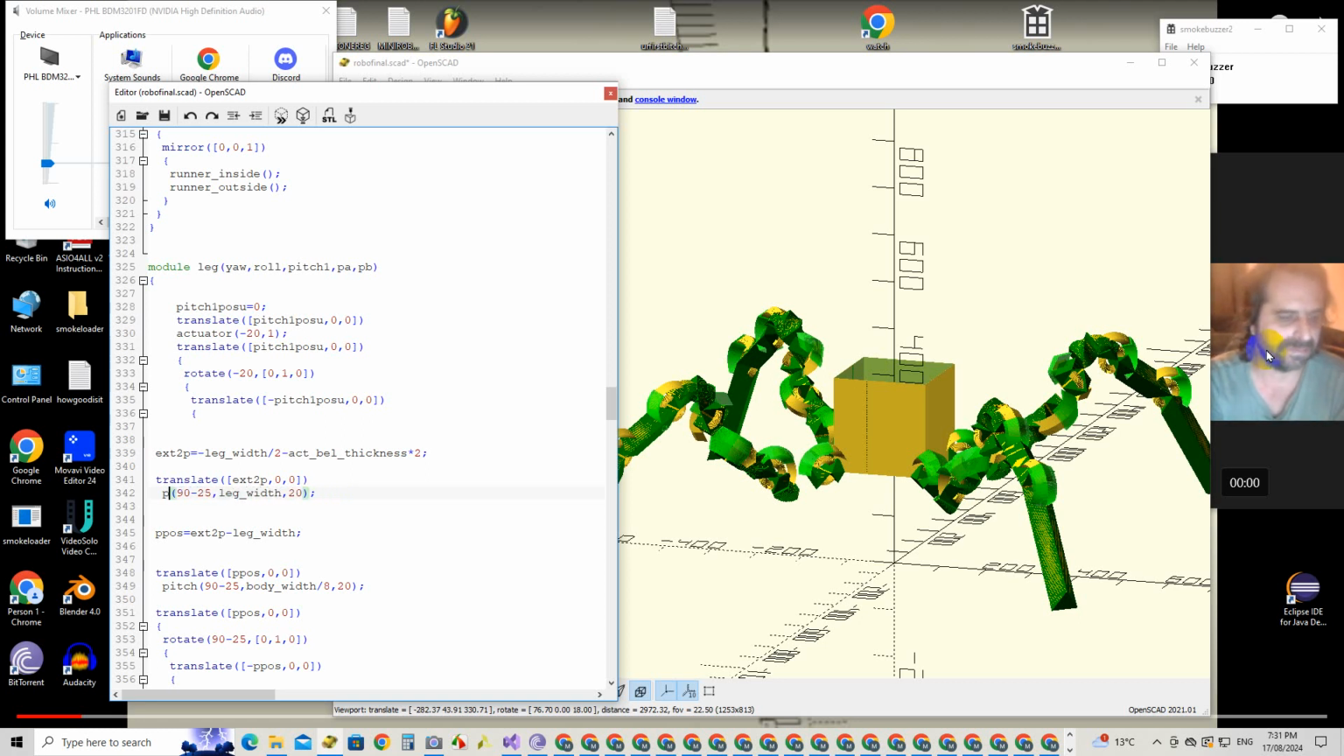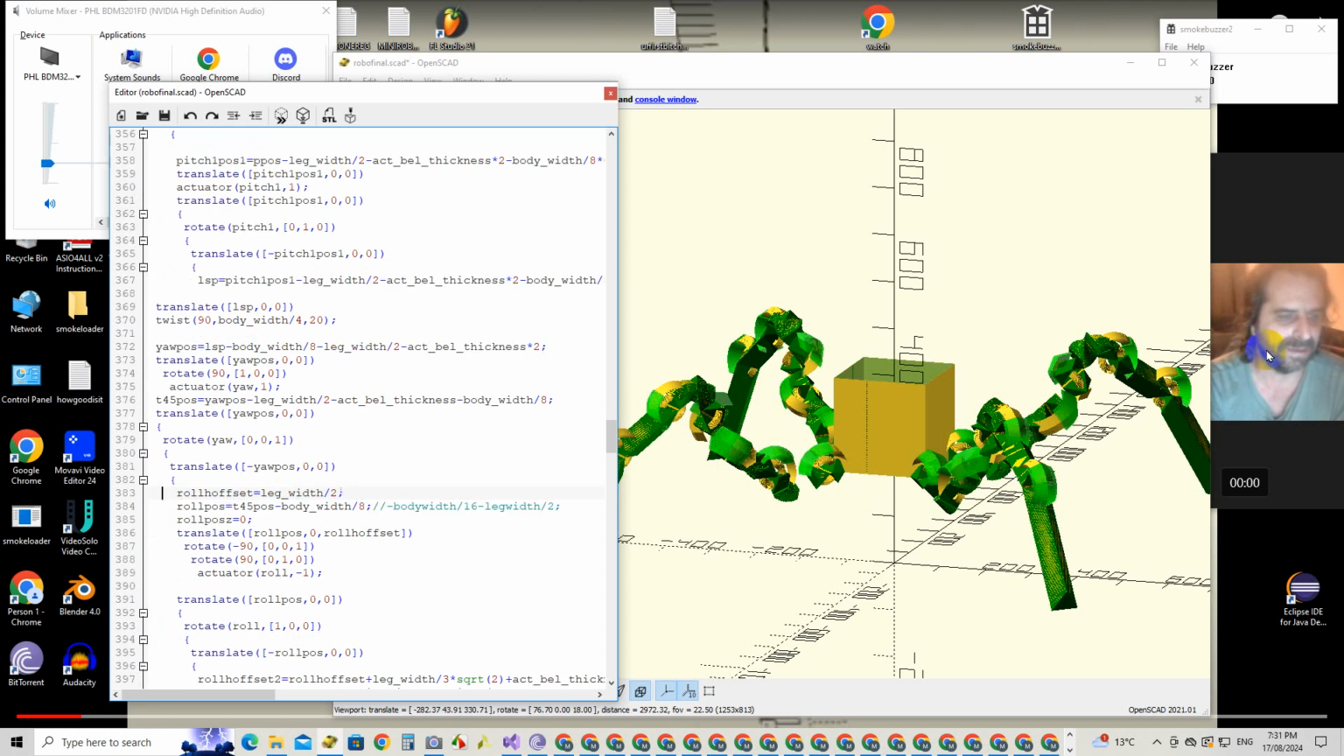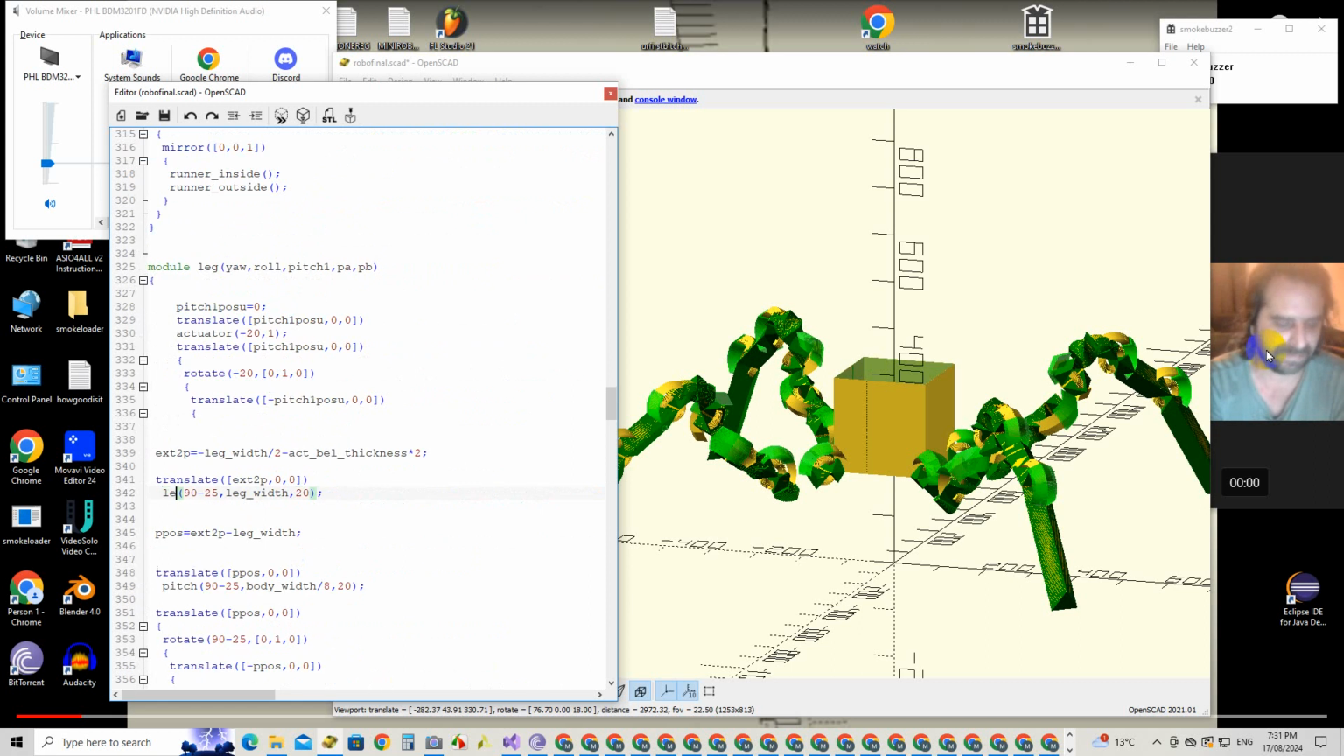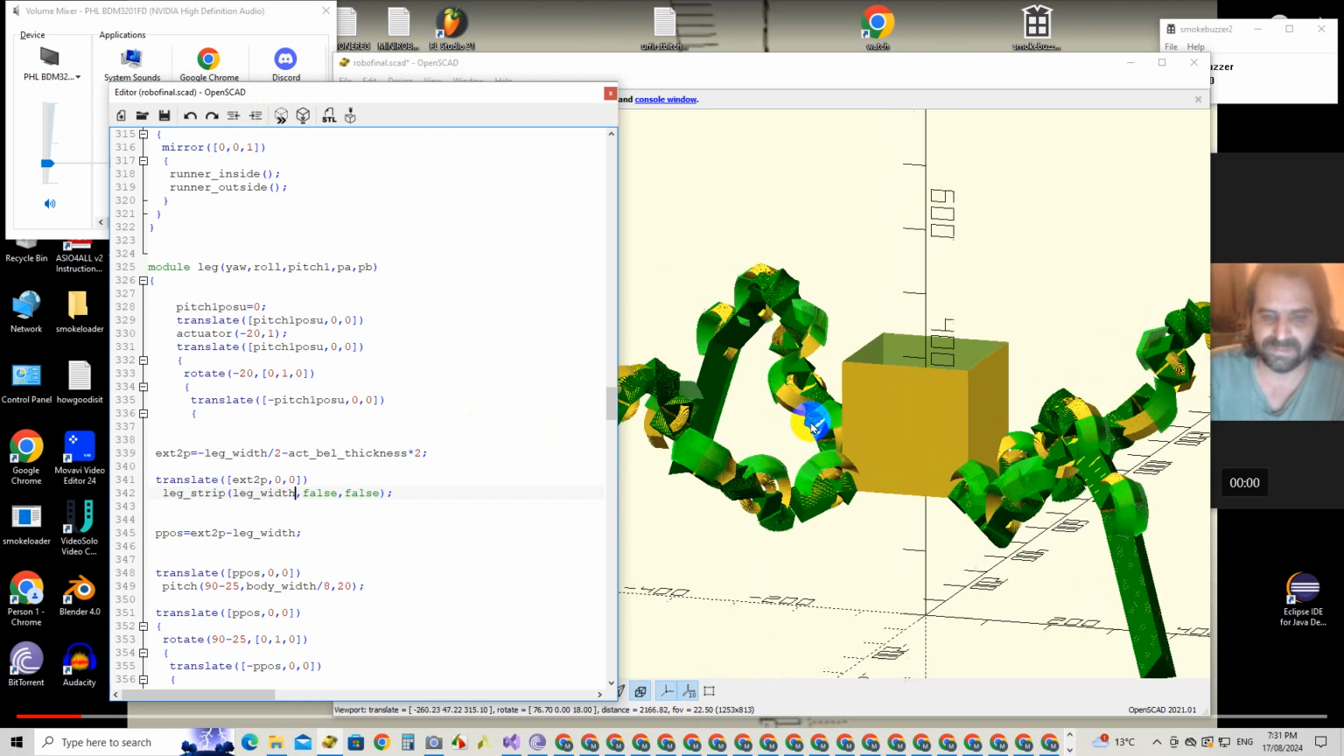And this one's a, what's it called again? A leg. So leg strip. Leg strip. This is leg width. False. What's that like? Leg width. I think that's wrong. It was almost.